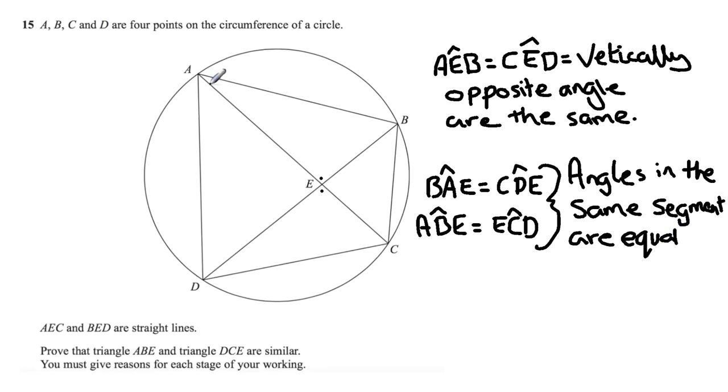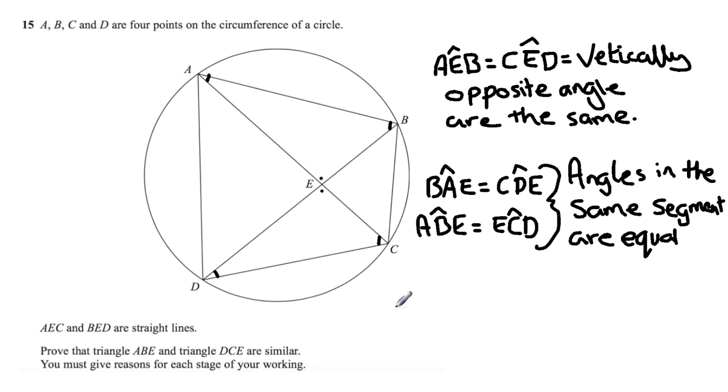So this angle here is equal to this angle here, and this angle here is equal to this angle here. Therefore, all angles are the same, so all triangles are the same.